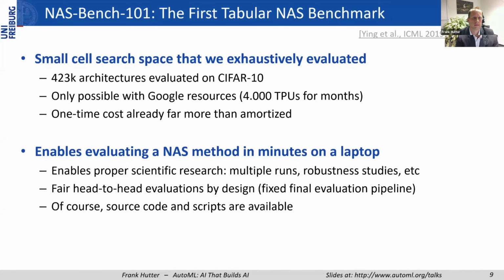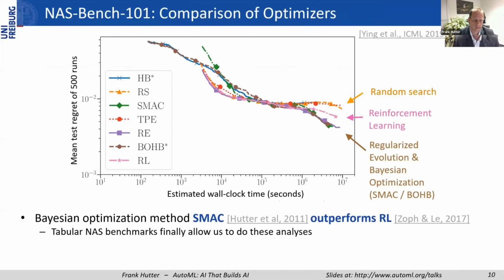One of the things that you can do with NAS-Bench-101 is compare different optimizers. Here's a plot from the paper that shows that random search is the worst approach, reinforcement learning is a bit better, and regularized evolution and Bayesian optimization are among the best methods. This already goes to show that SMAC, a Bayesian optimization method based on random forests from 2011, outperformed the reinforcement learning approach from 2017.